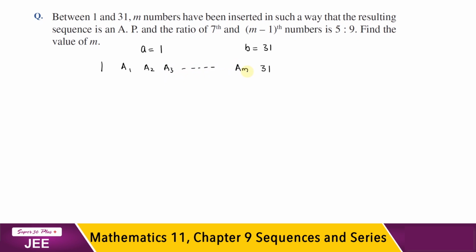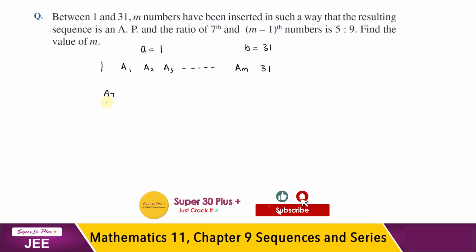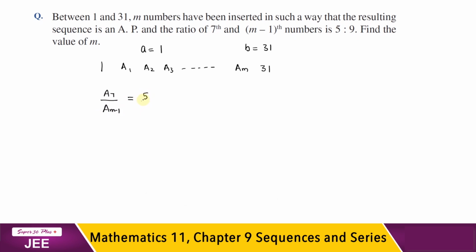Alright, and then we have been given the ratio of the 7th and (m-1)th arithmetic means, because the numbers mentioned here are the ones that have been inserted. So the ratio of the 7th arithmetic mean to the (m-1)th arithmetic mean is 5/9. The 7th arithmetic mean is nothing but a + 7d, divided by the (m-1)th arithmetic mean, a + (m-1)d, and this is equal to 5/9.